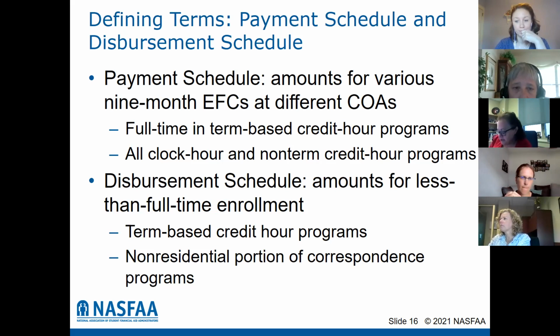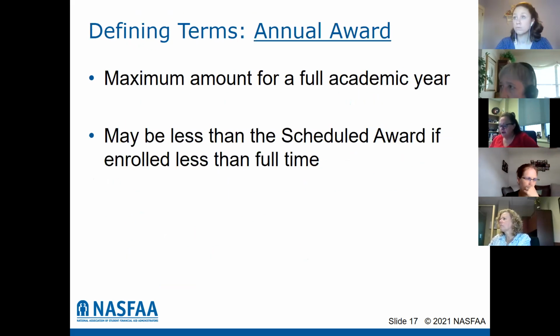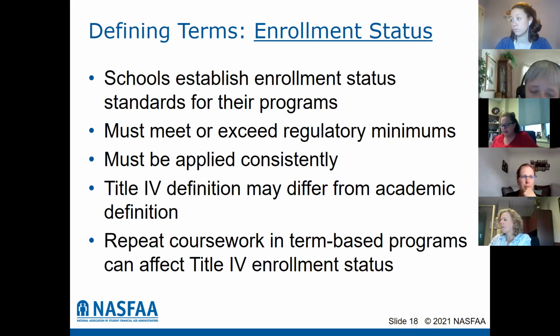If you look at the Pell chart, you're going to see how it's broken down again. Like I keep saying, make sure that you're looking at the correct one, full-time, 3/4, you know, make sure you're on the right one and make sure you're looking at the correct EFC. An annual award, the maximum amount for a full-time academic year, may be less than the scheduled award if less than half-time. So we've kind of talked about that.